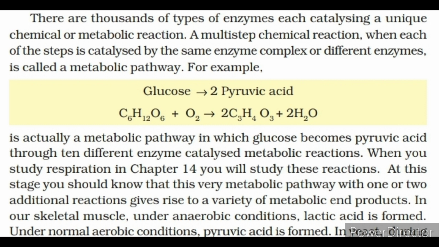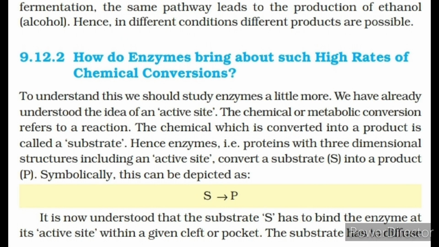At this stage you should know that this very metabolic pathway with one or two additional reactions gives rise to a variety of metabolic end products. In our skeletal muscle, under anaerobic conditions, lactic acid is formed. Under normal aerobic conditions, pyruvic acid is formed. In yeast, during fermentation, the same pathway leads to the production of ethanol, alcohol. Hence, in different conditions, different products are possible.